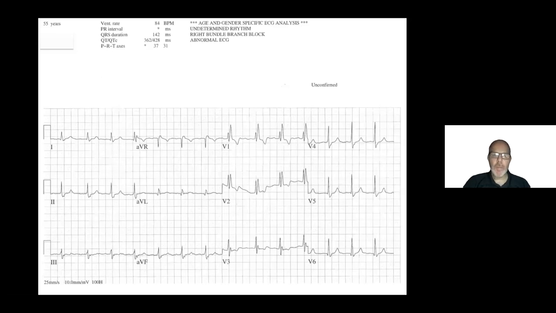Here's another right bundle branch block. It just looks a little bit different, but if we follow the same pathway, we will get to the correct answer. So if you look at lead two, you're like, ooh, I don't know. That looks like a P wave. That looks like a P wave. I don't really see one there.